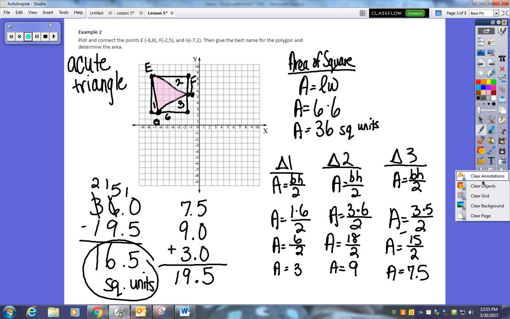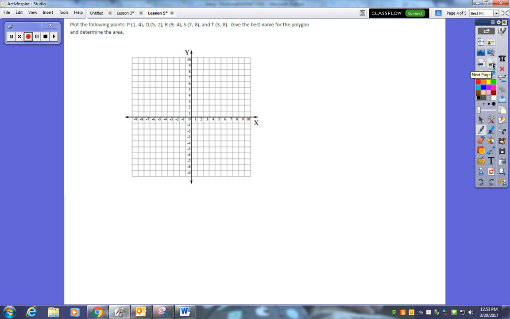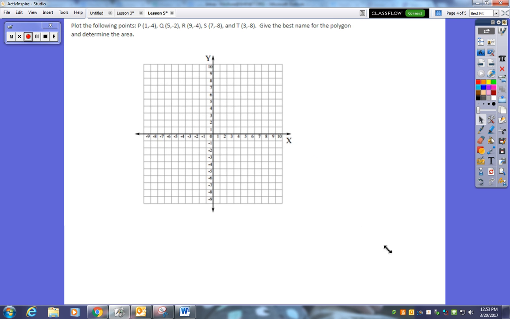Okay, let's look at the next one. So example 2, same directions. We're going to plot some points, give the best name for the polygon, and determine the area. I'm just going to make mine a little bit bigger here.